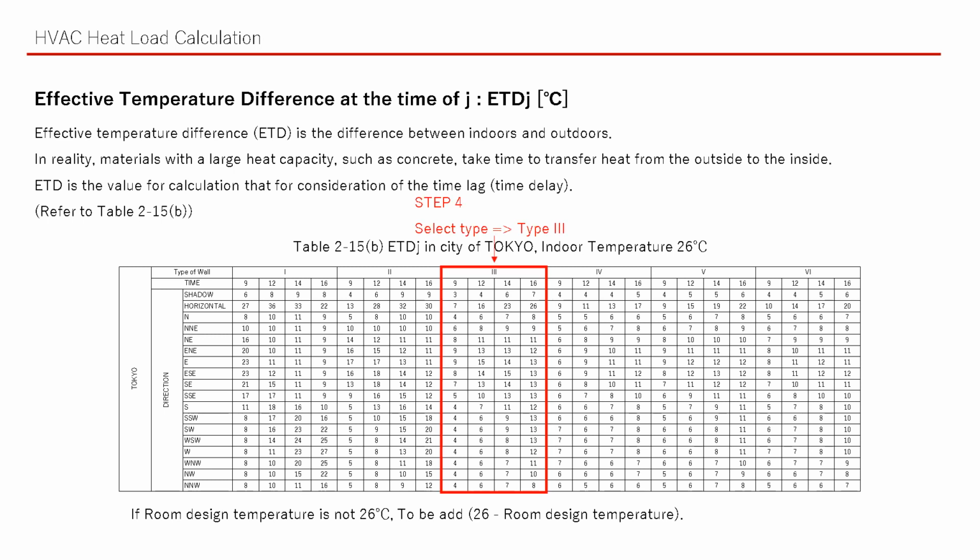4. Refer to table 2 to 15b for type 3. This table is made under the condition that the internal temperature is 26 degrees. So if the internal temperature is not 26 degrees, please make corrections according to the special note. Then, we can select ETD and are ready to calculate the structure load.